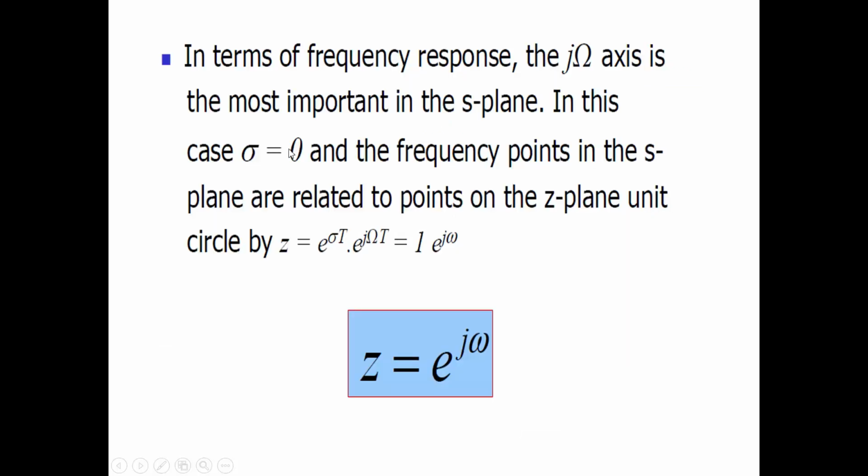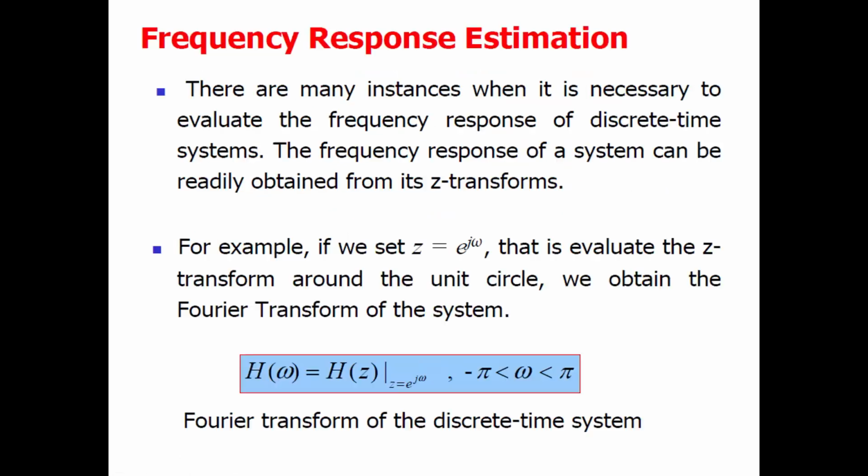As I was saying, if you put sigma equal to 0, in that case the magnitude part will become 1 and z will be equal to e to the power j omega. This will actually map the frequency points in the S plane to the Z plane. This is how the frequency points in the S plane are related to the points on the Z plane unit circle. All right.